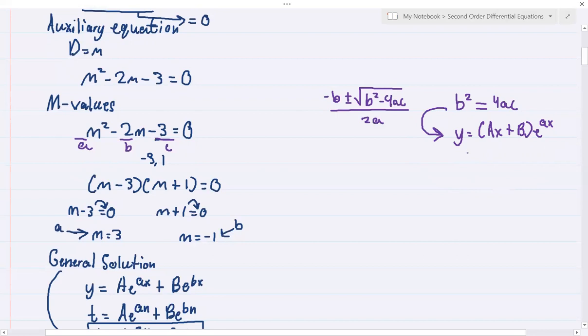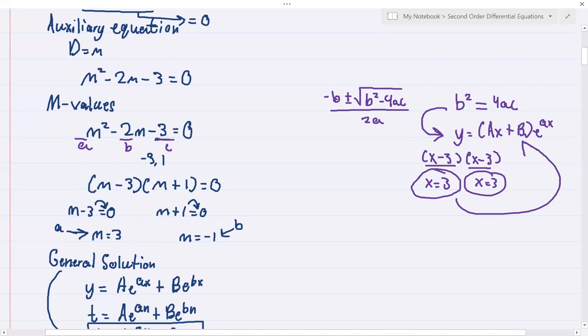Okay? So meaning whatever you will find there represents two of the same m values. All right. Let me give you an example. For example, you have x minus 3 times x minus 3. If you're going to find the x values in these binomials, obviously in here this is 3 and in here this is 3. So meaning you have two of the same m values. So you're going to use this one.